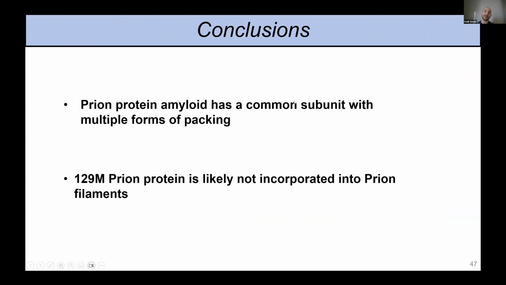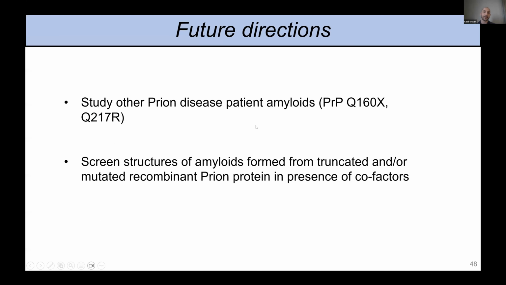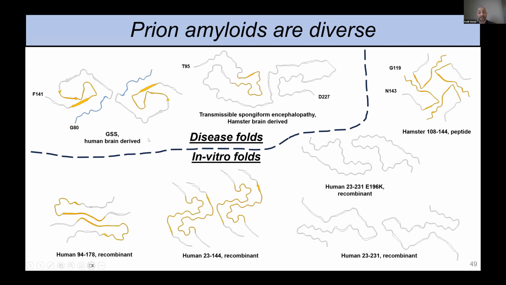So some conclusions from this are that prion protein amyloids from this disease have a common subunit, but with different forms of packing, and that the 129 methionine prion protein is not incorporated into prion filaments, which is a good reason for why 129V accelerates these diseases. So some of the future directions include studying other prion diseases and comparing them to this structure, as well as taking recombinant prion protein and forming filaments from these in an in vitro setting and comparing them to the patient structures.